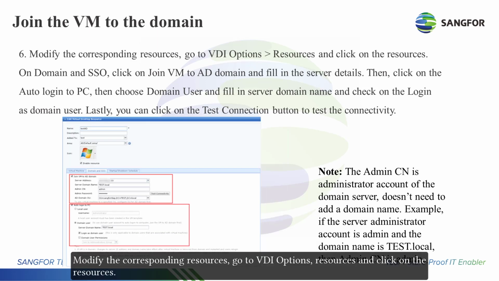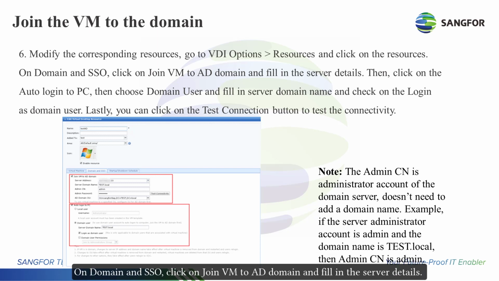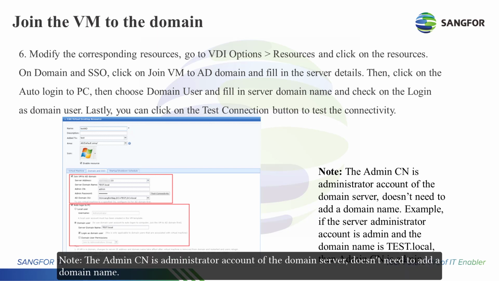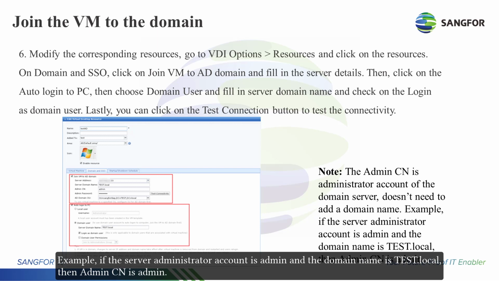Modify the corresponding resources. Go to VDI Options, Resources and click on the resource. On Domain and SSO, click on Join VM to AD domain and fill in the server details. Then click on Auto Login to PC, choose Domain User, fill in the server domain name and check login as domain user. Lastly, you can click on the Test Connection button to test the connectivity. Note, the admin CN is the administrator account of the domain server and doesn't need a domain name added. For example, if the server administrator account is admin and the domain name is test.local, then the admin CN is admin.